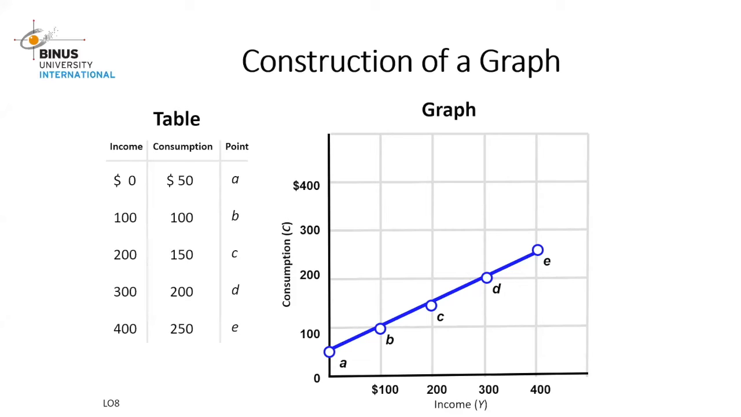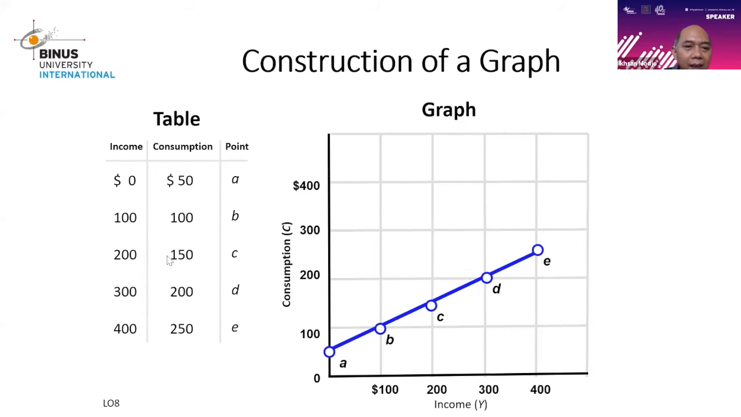You still have to eat or consume something even though you have no income. So even though your income is 0, it still shows about 50. It all makes sense. But when your income is 100, your consumption is going to be 100 as well. When your income is 200, your consumption is 150.